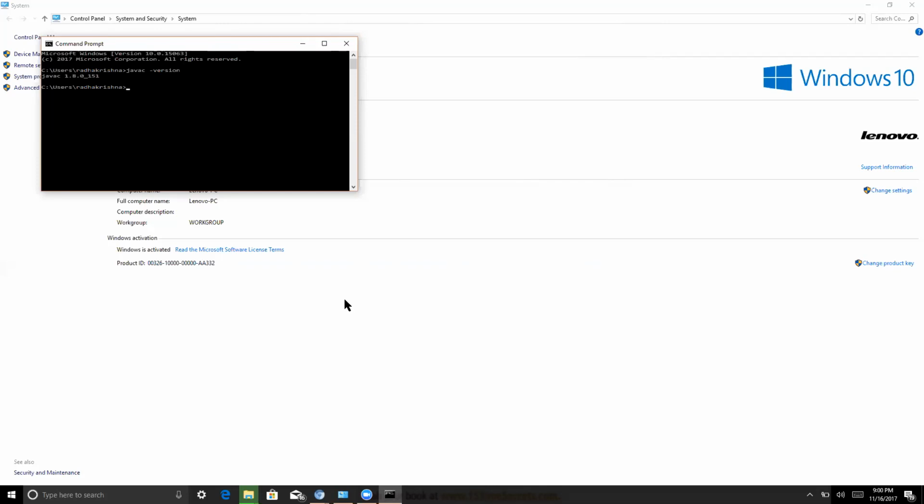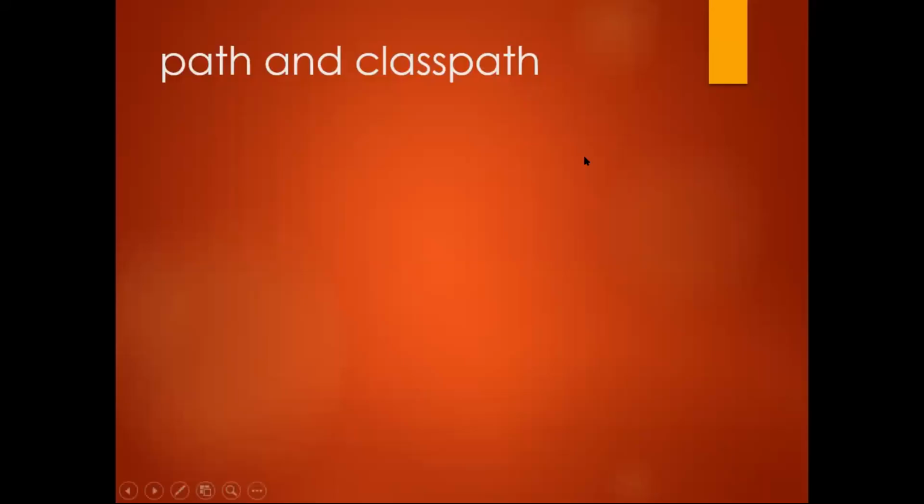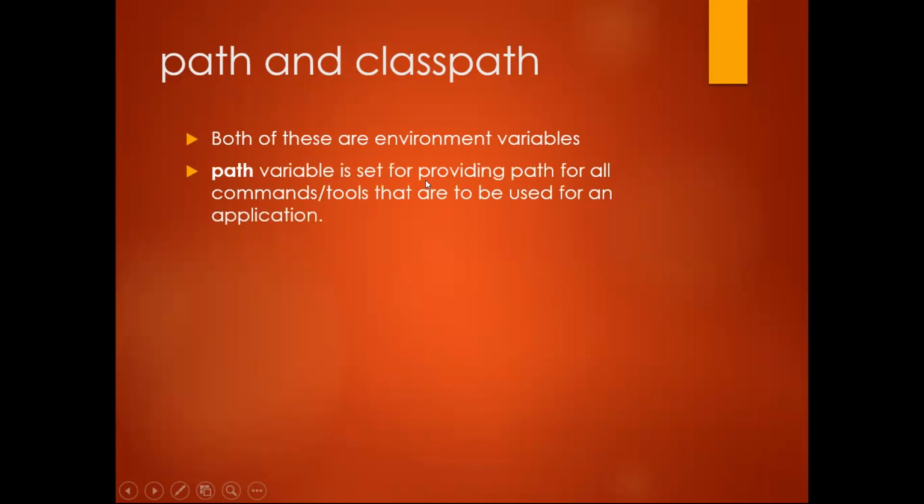Okay. Right. I'm going back to sharing my screen now. Path variable is nothing but both class path and path. As you can see here, path means path of our program. Path variable is set for providing the path of all command tools that are to be used for an application. And these commands are generally found in the bin folder that we just saw.